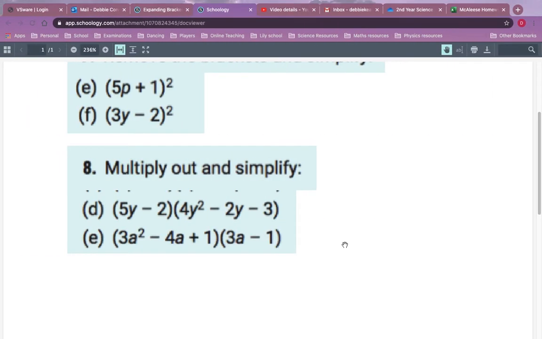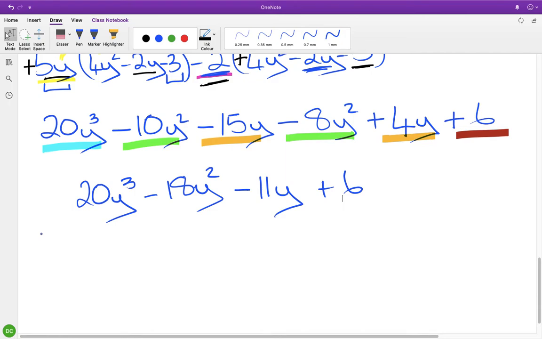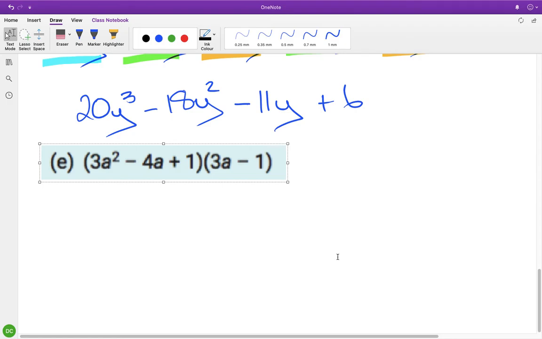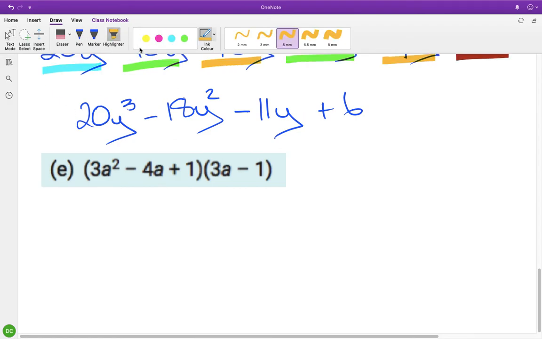Okay, and then the last one, so I put this in because it sort of messed with it a little bit, and I just wanted to see if you'd be able to decide what to do, I suppose.